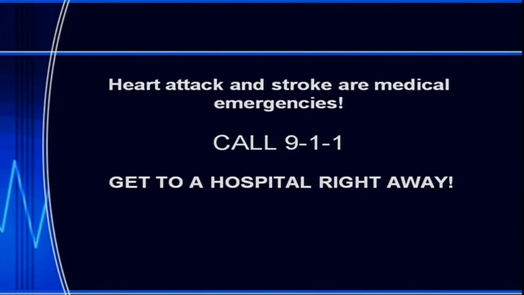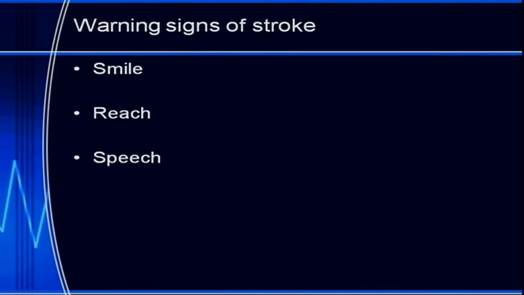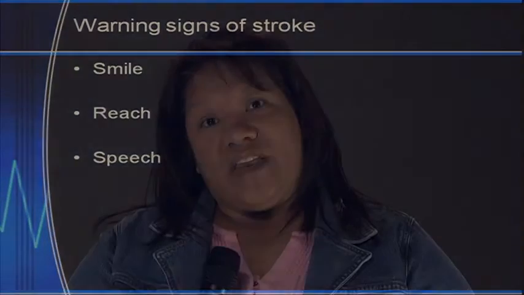Warning signs of a stroke are different than those of a heart attack. Just remember: smile, reach, and speech. For example, if someone you know is having a stroke, he or she may not be able to smile, or the smile may be lopsided or droopy to one side. Ask the person to reach both arms in front of them. If one arm droops or he or she is not able to hold their arm in position, this is also a warning sign of a stroke.